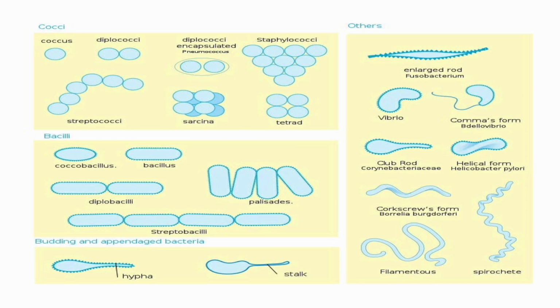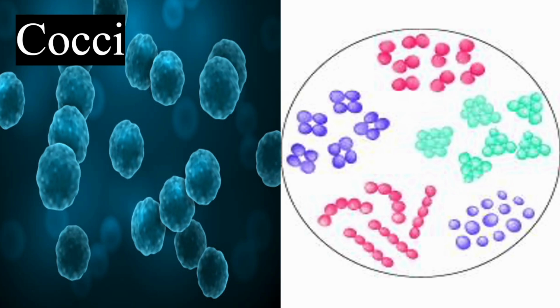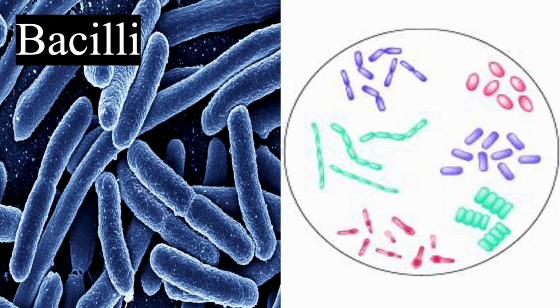The main shapes of bacteria are cocci. These bacteria are spherical or round. They can exist in a single cell or in clusters like chains, which would be streptococci. They could be in pairs, which would be known as diplococci, or grape-like clusters, which would be known as staphylococci.